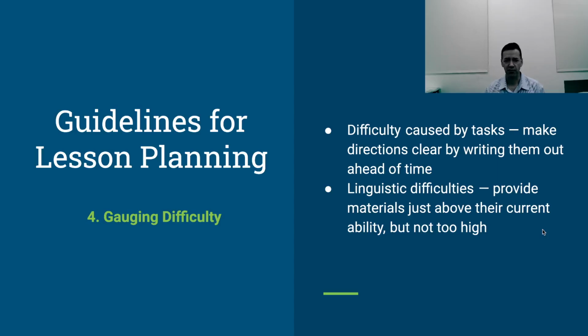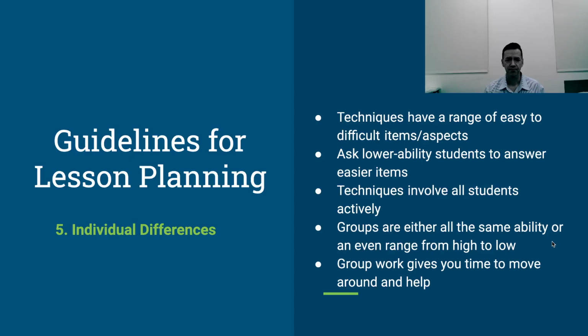Okay, you need to gauge difficulty. That difficulty could be caused by the tasks. So make your directions clear by writing them out ahead of time. Think about linguistic difficulties. Think about what the students are able to do, and what you want is something that's just a little bit above their level, but not too high. However, that becomes challenging with the different levels of students. So it takes time to figure out what's the appropriate place to hit.